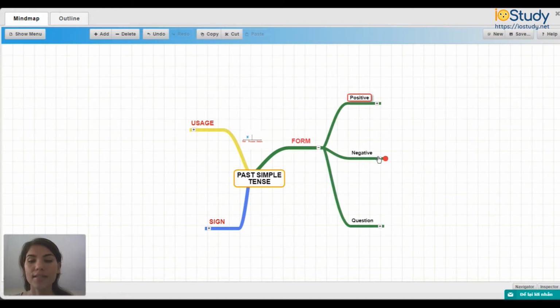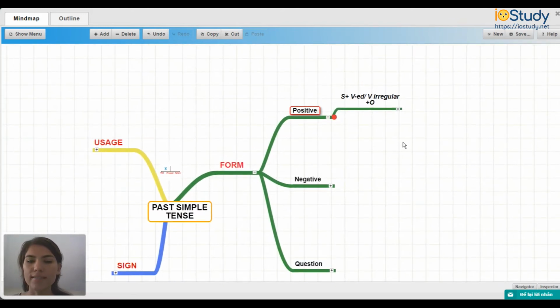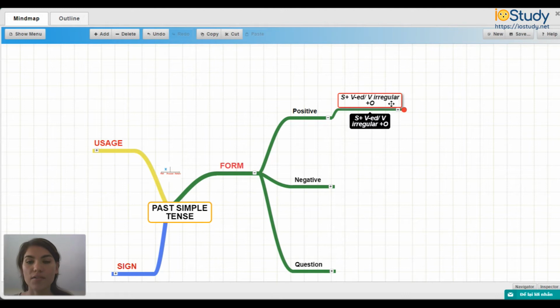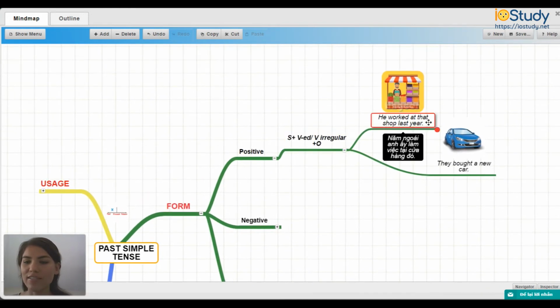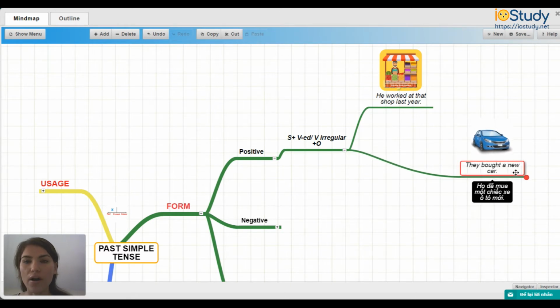So we have positive, negative, and question forms. Let's first go to positive form. The positive form of the past simple tense is subject plus verb, ed, or irregular verb plus object. Here are some examples. Number 1, he worked at that shop last year. And number 2, they bought a new car. So as you can see, both of these follow this same form.